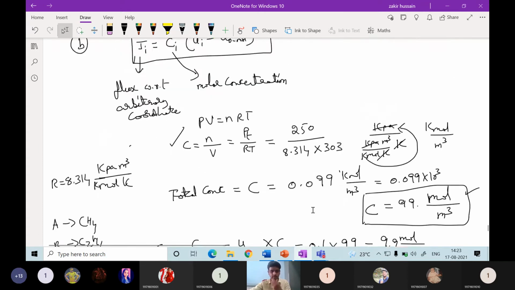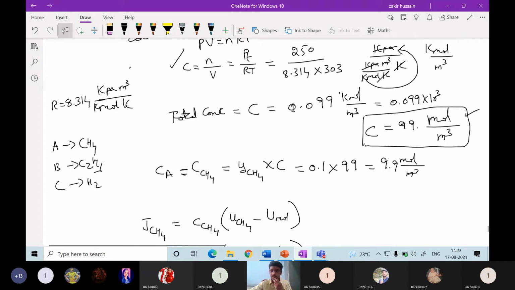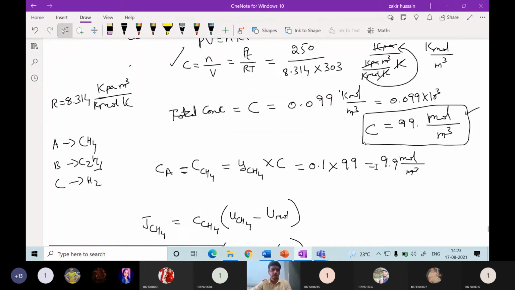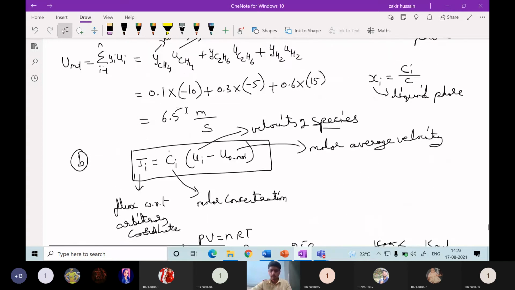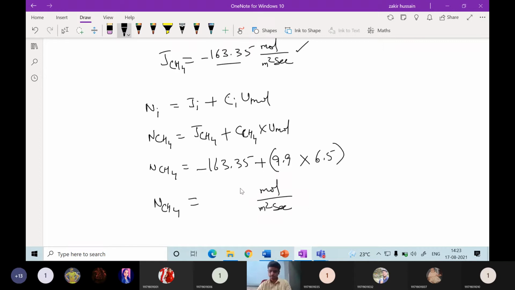CCH4, just now we found out somewhere. CCH4 is 9.9, that is 9.9 into U mole we found out in A bit, that is 6.5. So this is NCH4. Both will have same units. If this is mole per meter square second, this will also be mole per meter square second.